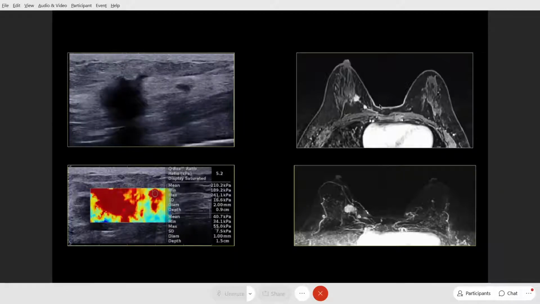And this lesion is pretty beautifully seen as we see picked up on the ultrasound. You can see if we had not done the ultrasound and picked up this lesion, we would have easily done a lumpectomy, leaving the cancer behind.